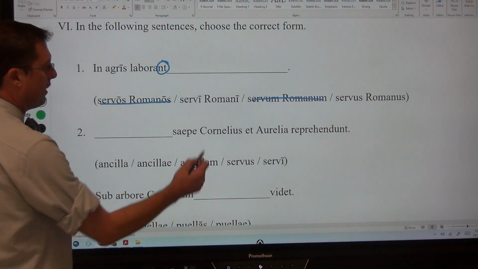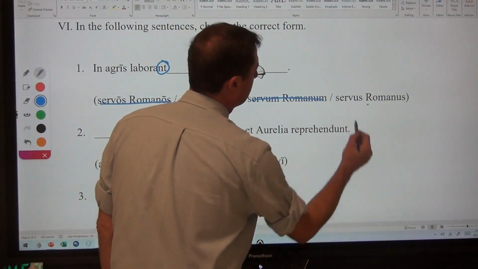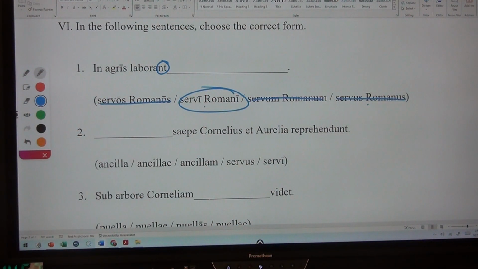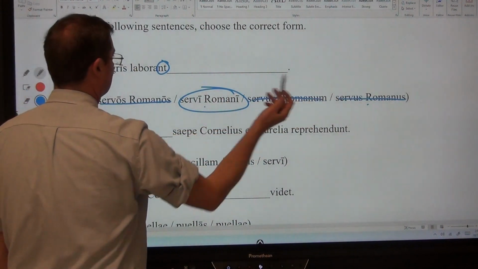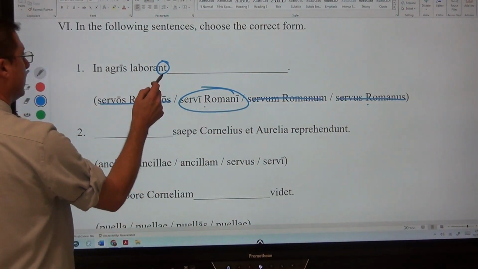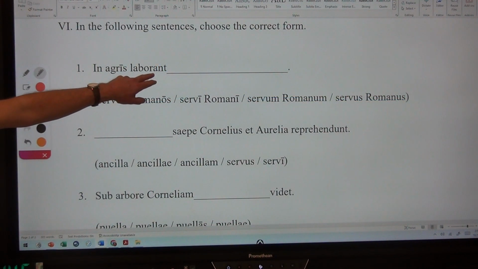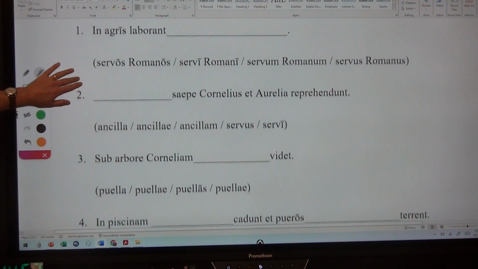And so therefore, that's a nominative subject, but it's not going to be servus Romanus, it's going to be servi Romani, because we need subject-verb agreement. Singular subject, singular verb. Plural subject, plural verb. So servi Romani, especially when you need a subject for an intransitive action.